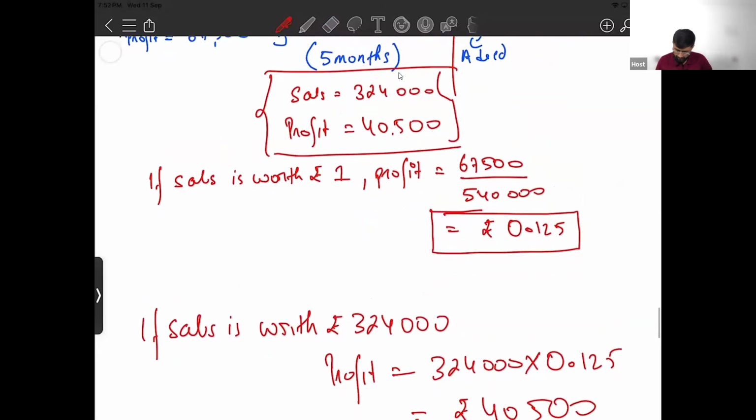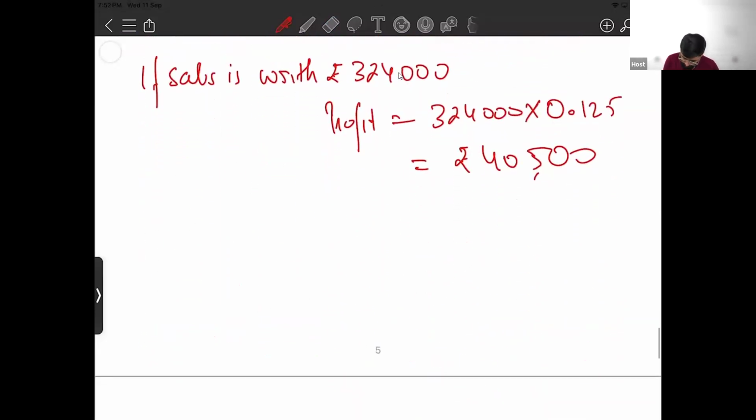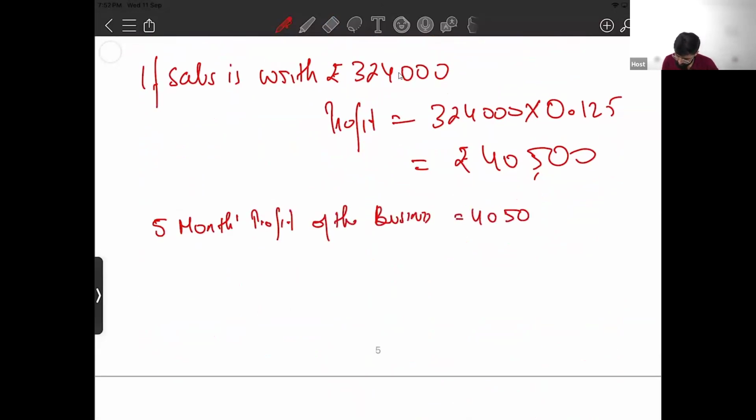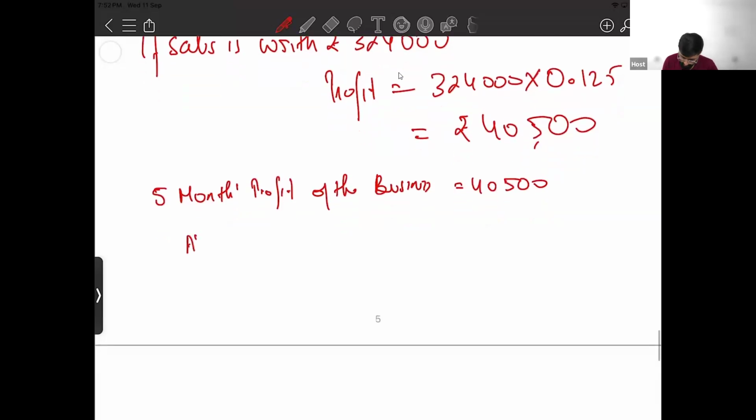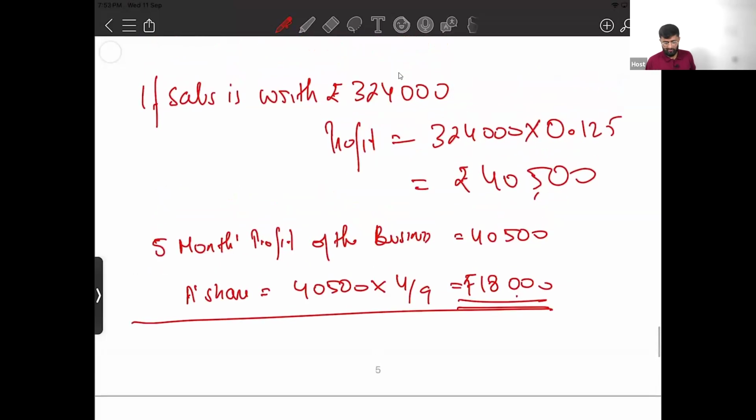Now we have to find out A's share. Profit of 5 months, the 5 months profit of the business, is 40,500. So now we can find out A's share. A's share is 40,500 into a ratio of 4/9, which is 18,000. This is A's share of profit for 5 months.